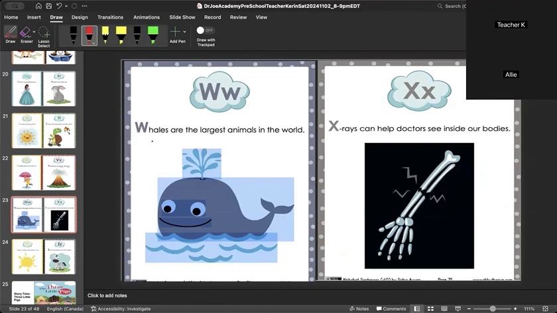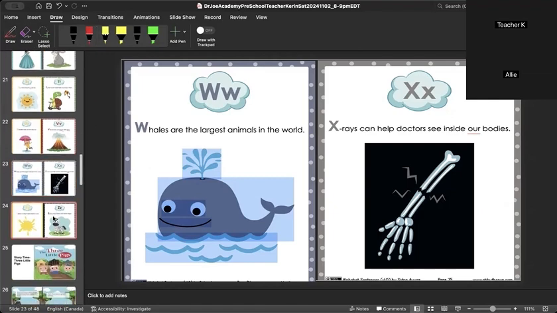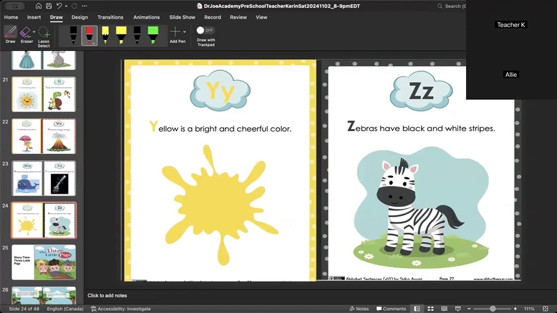Owls are the largest animal in the world. X-ray can help doctors see inside our bodies. Perfect. And the last slide.